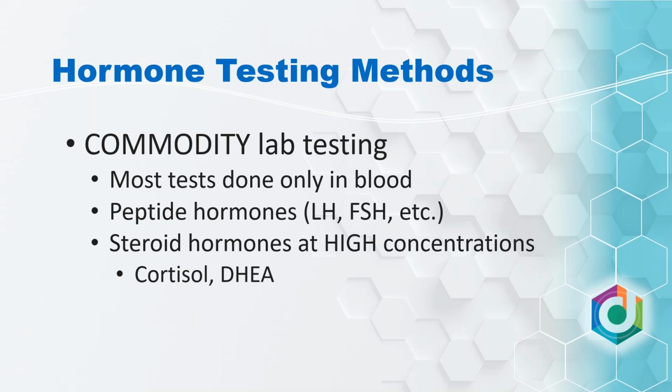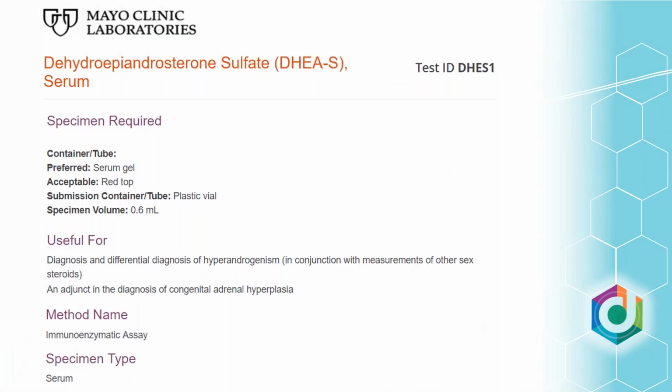So when you're looking at tests that are generally only done in blood, for example, LH, FSH, and we're looking at steroid hormones at high concentrations like cortisol and DHEA, if we measure them in blood, it doesn't tend to matter what type of method the laboratory uses. They tend to do a pretty good job. So here's just an example. The Mayo Clinic offers DHEAS testing. It's an immunoassay, that's going to be a good test.